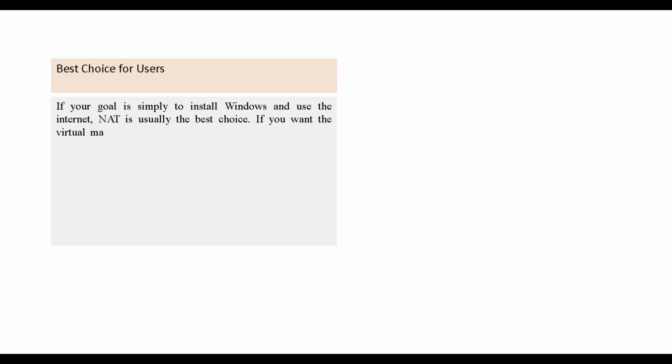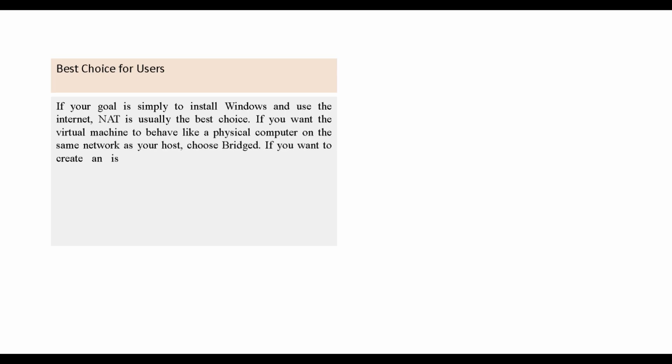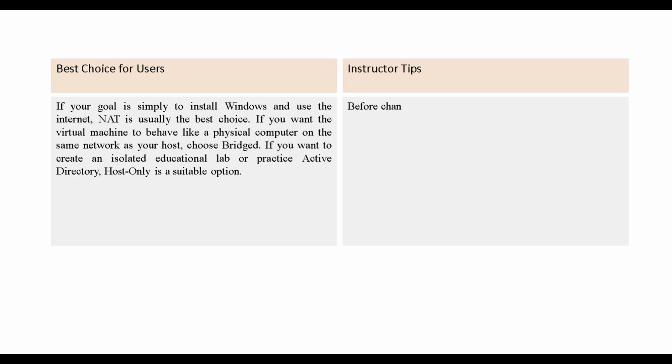Best choice for users. If your goal is simply to install Windows and use the internet, NAT is usually the best choice. If you want the virtual machine to behave like a physical computer on the same network as your host, choose Bridged. If you want to create an isolated educational lab or practice Active Directory, Host-only is a suitable option. Instructor tips. Before changing the network type, it is recommended to power off the virtual machine.